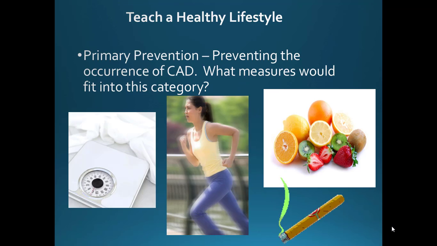So we need to teach and live a healthy lifestyle. Remember that primary prevention is preventing the occurrence of CAD, which is done by eliminating unhealthy habits and initiating healthy habits, such as eating a heart-healthy diet, exercising, and maintaining a proper weight.